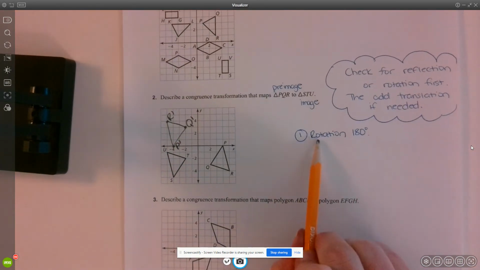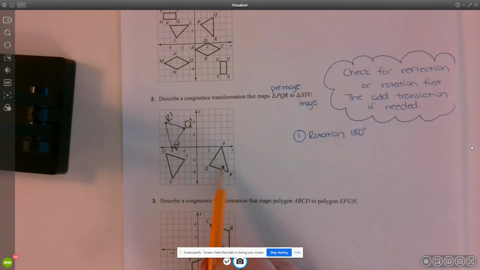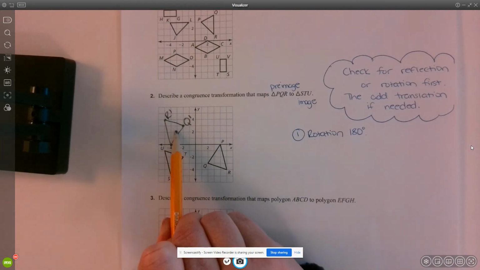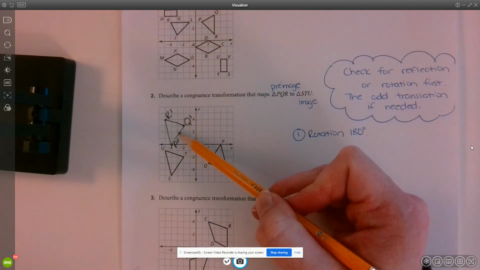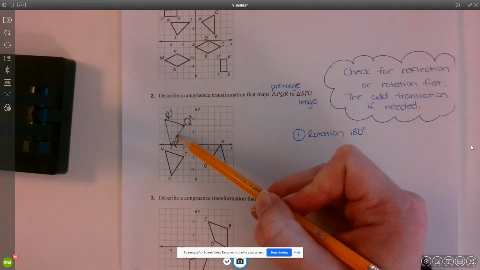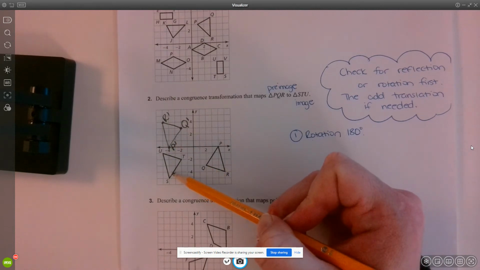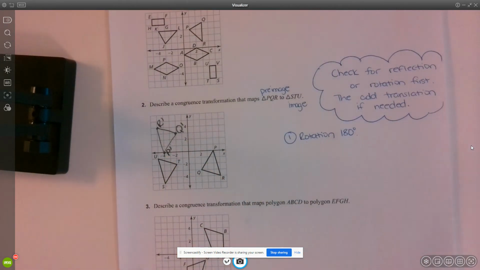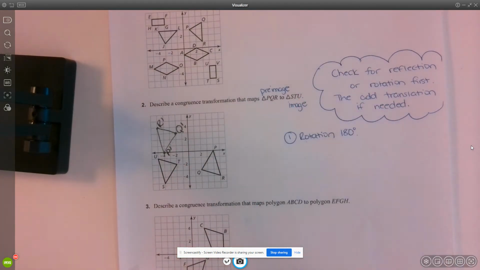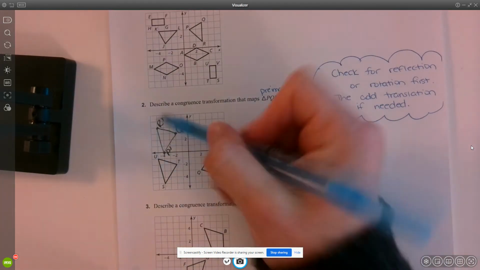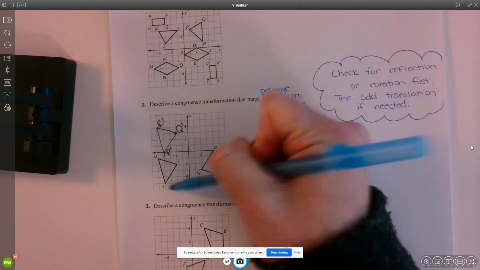So after my first rotation, I go from here to here. Now I have to ask myself, what's left in order to get from this new triangle, triangle P prime, Q prime, R prime, onto triangle STU? Since it's facing the same way, all I need to do now is a translation. I need to do a slide.